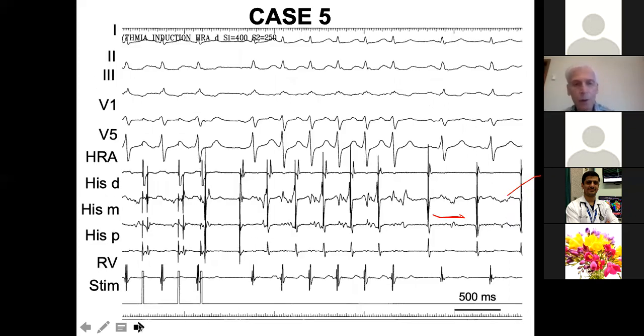Here is the first tracing with an A1, A2, or S1, S2 coupling interval of 250 milliseconds. And here's the non-sustained tachycardia.